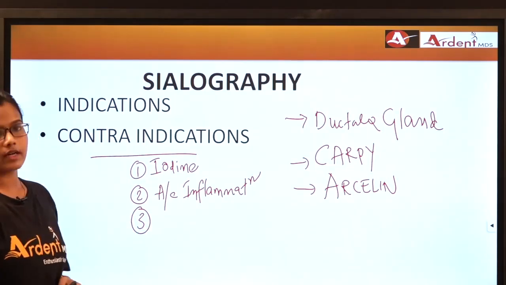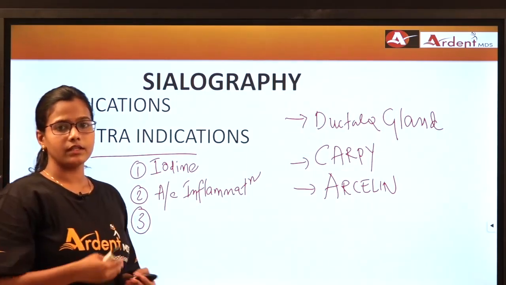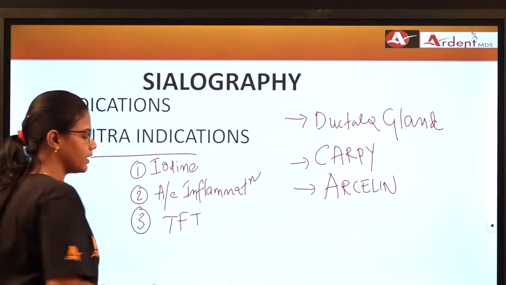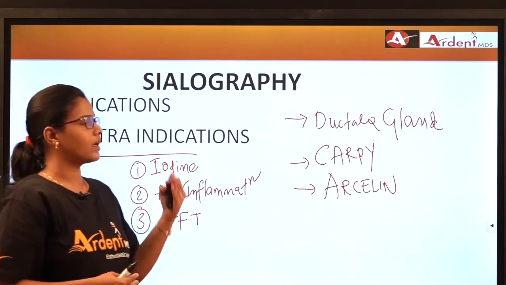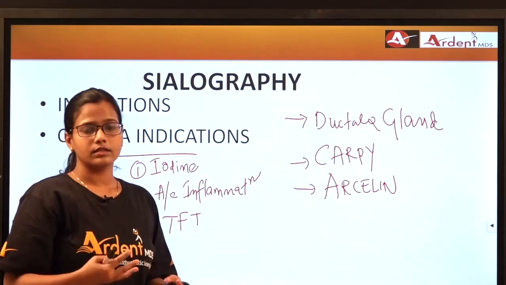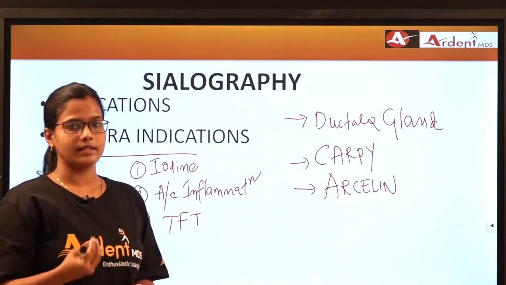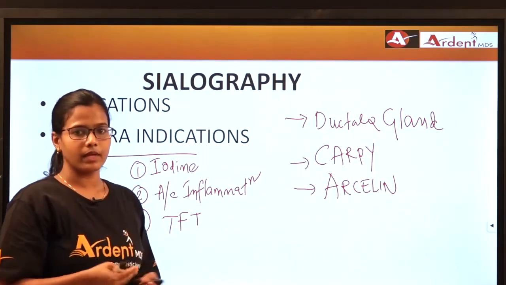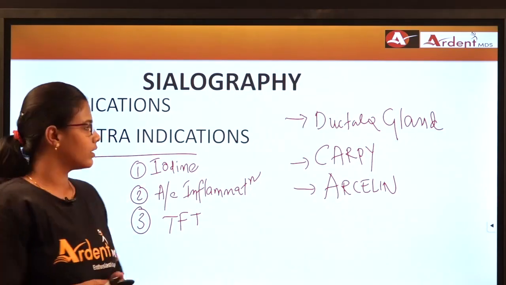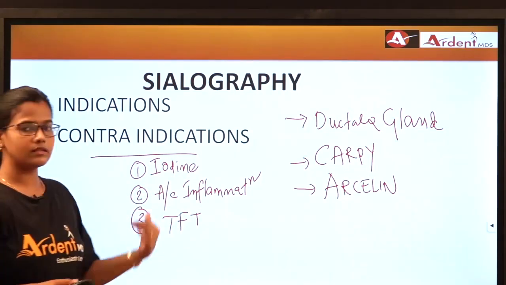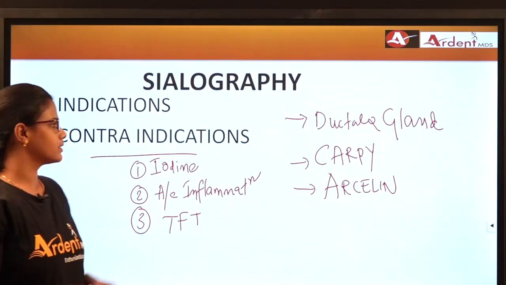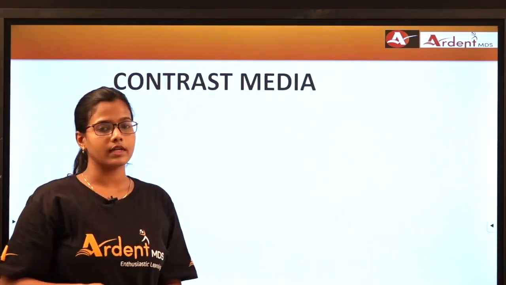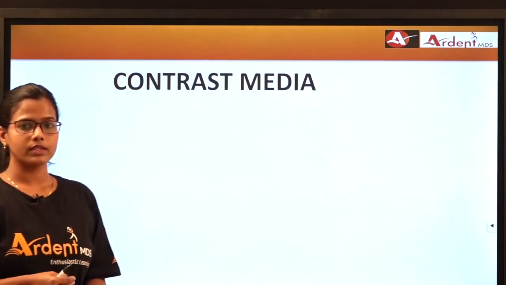And third contraindication is if the patient needs to perform a TFT, thyroid function test, in the near term, then we can't go for sialography, because in TFT also they are assessing the iodine. So we are using iodine in sialography, so there may be a false positive or negative test. So these are the 3 contraindications for doing sialography. And next we will see about the various contrast media that we use for sialography.